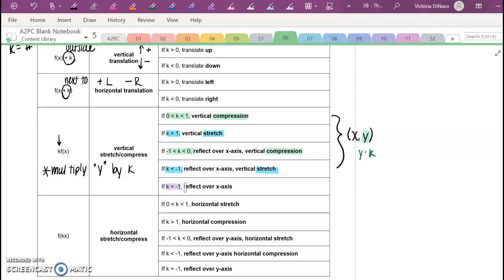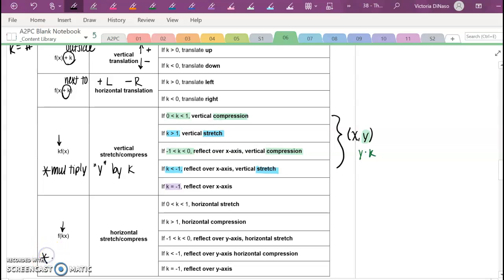And then finally, we have horizontal stretch and compression. So notice that k is directly next to x. So what would this look like? We would have f of like 2x plus 7 something, something, something. All right, the 2 is talking about that horizontal stretch or compression because 2 is right next to the x.